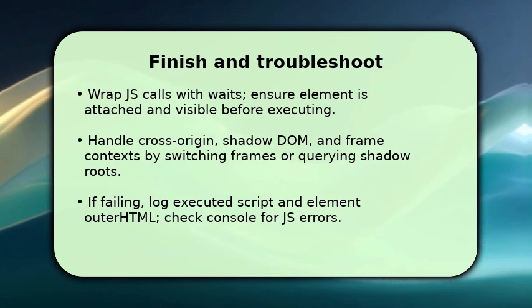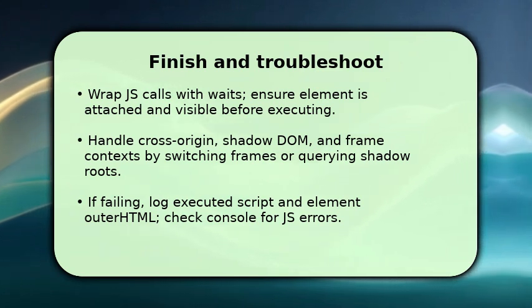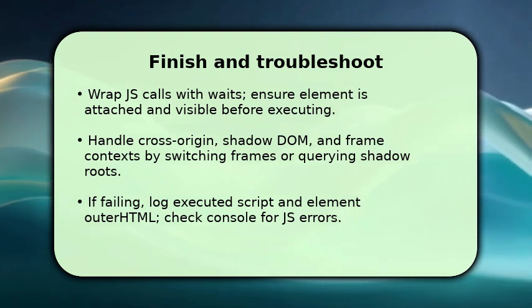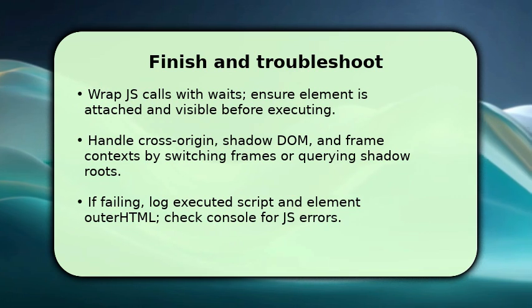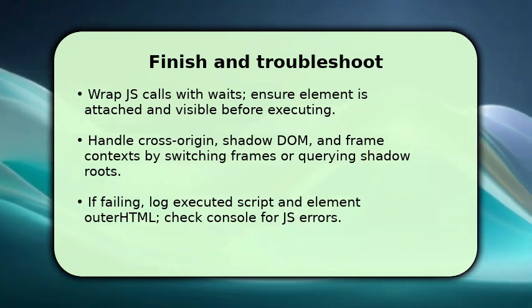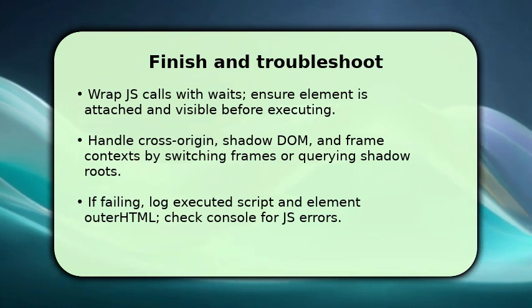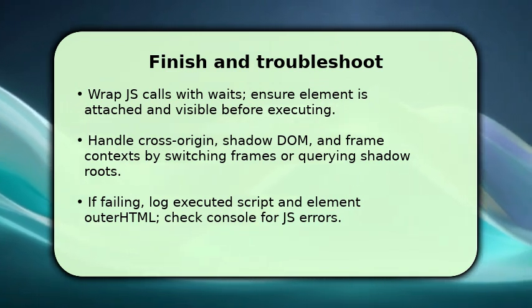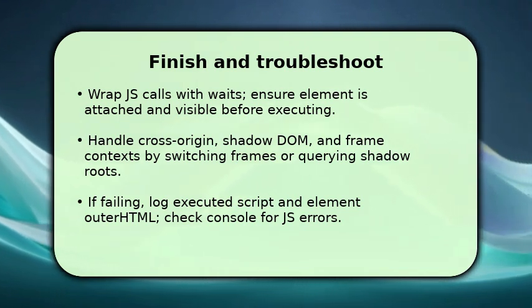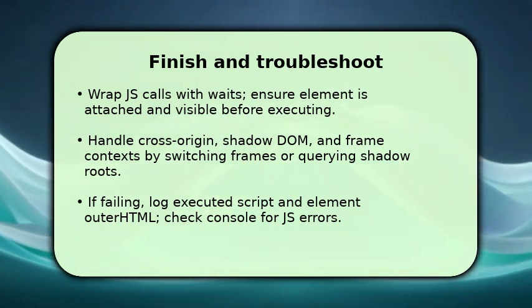If your element lives in a frame or shadow DOM, switch to the correct frame or traverse shadow roots before passing elements. When something breaks, log the exact script and the element outer HTML, then check the browser console for errors. This reveals scoping or type problems. Finally, make sure to avoid brittle selectors and prefer passing elements as arguments to JavaScriptExecutor.